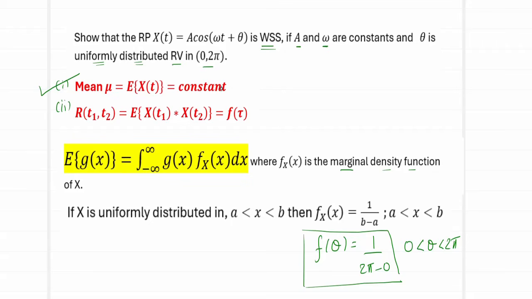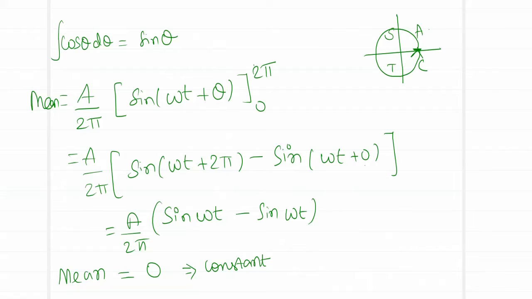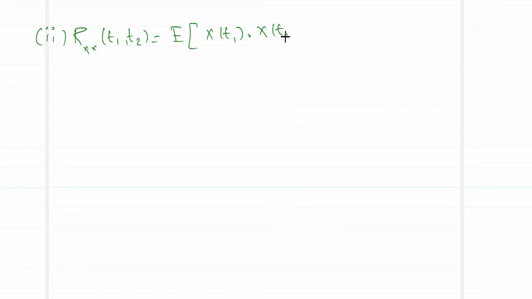Now, having proved the first point, we move on to the second point. What is the second point? Proving that the autocorrelation function is a function of tau. So now we will define the autocorrelation function. It is Rxx of t1 comma t2, which is the expected value of x of t1 product x of t2.